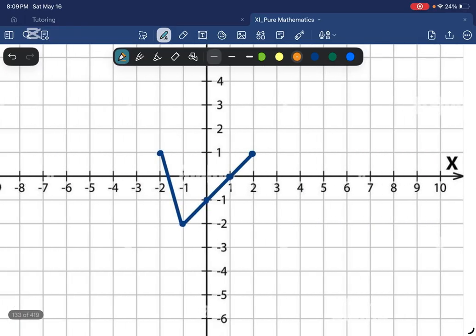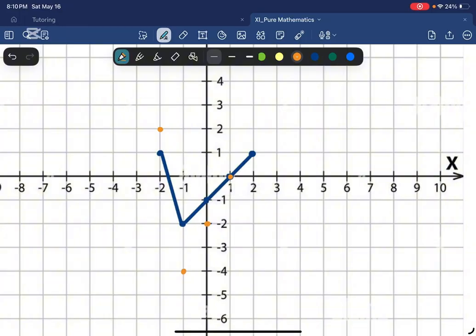So let's do the stretch first. 2 times my output. My output is 1, I need to multiply by 2. My output is minus 2 here, I need to multiply by 2. That gives me minus 4. Output is minus 1, multiply by 2, minus 2.